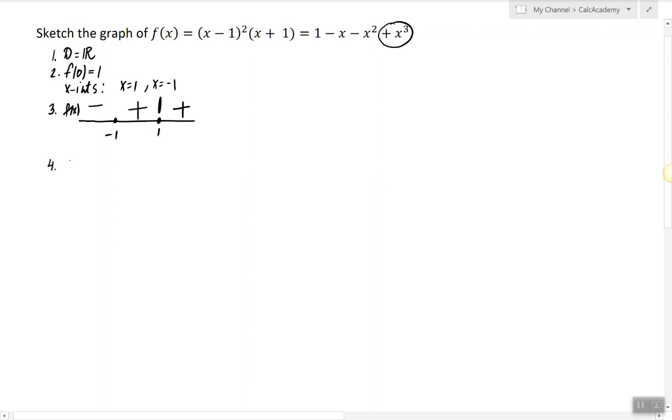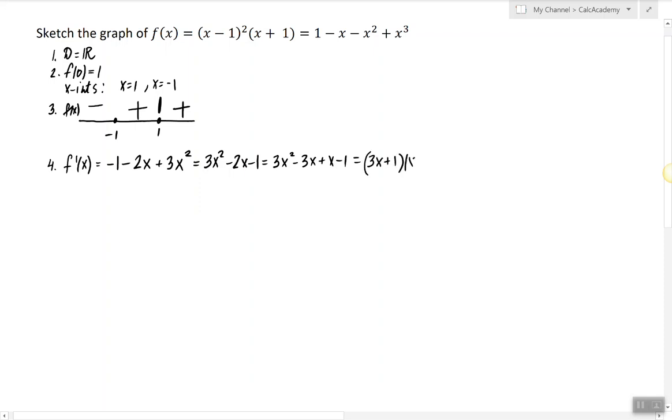In step 4, we would like to find the derivative of the function, and I'm going to use the standard form. So the derivative of this function is -1 minus 2x plus 3x squared, and I'm going to write it like this, and then I'm going to try to factor it. So we have 3x squared minus 3x plus x minus 1, and (3x + 1) times (x - 1) will be the derivative of this function in factored form.